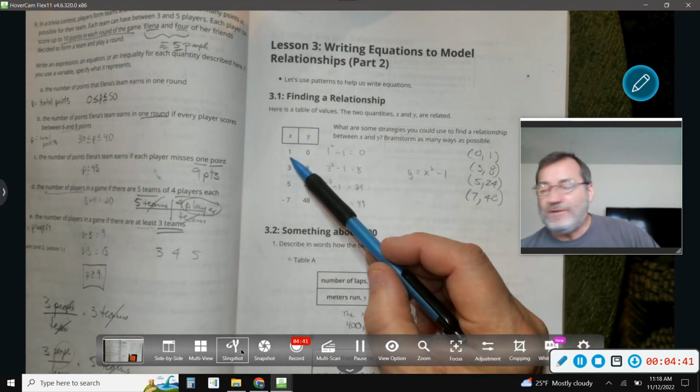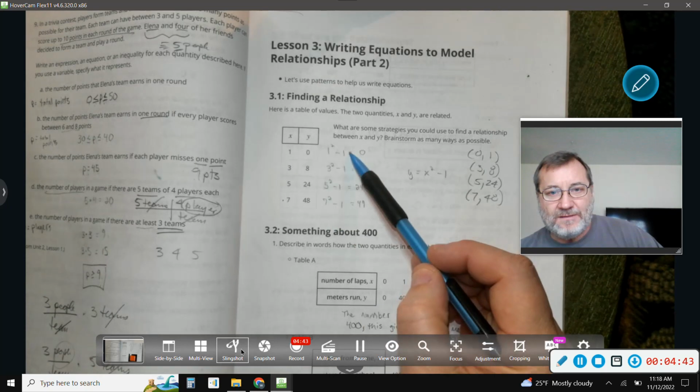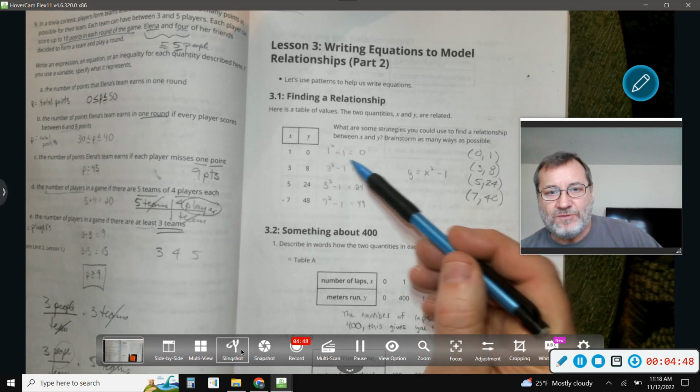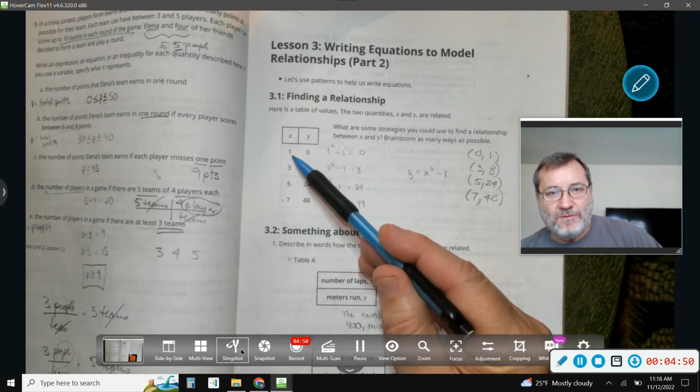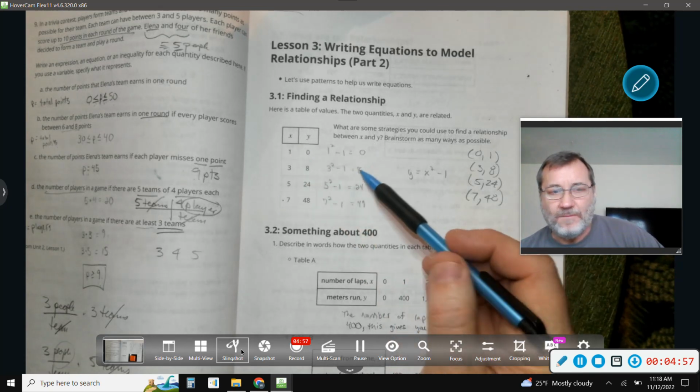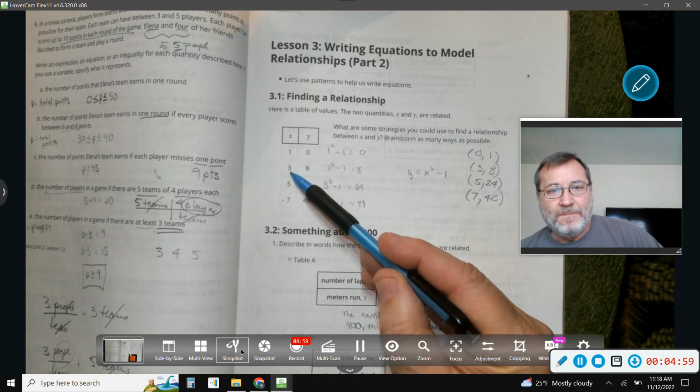Well, if I took the first one and I squared it and then subtracted 1, I would get to 0. That's how I would make the first one work. Take the x, square it, and that gives me a 1. How do I get back down here to 0? Well, I just simply subtract 1 and I get 0.